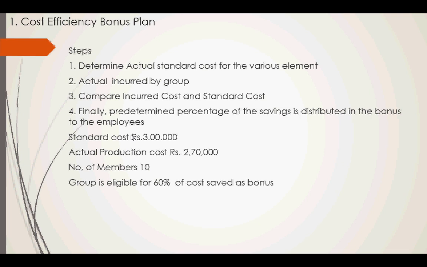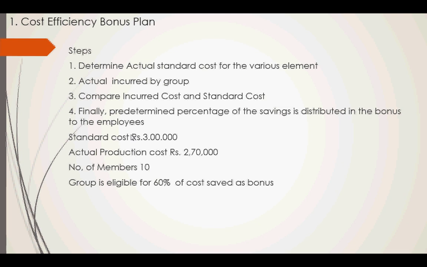So being a group, how is the group contributing to have control over the cost? Standard cost for one work is determined. Actual cost incurred by the group. Compare the cost incurred by the group with that of the standard, and finally a predetermined percentage of savings is distributed to the employees in the form of bonus.